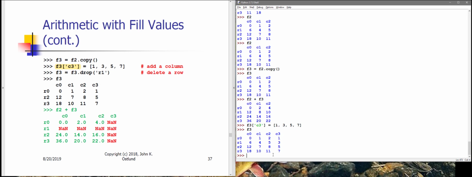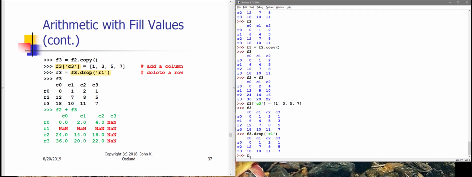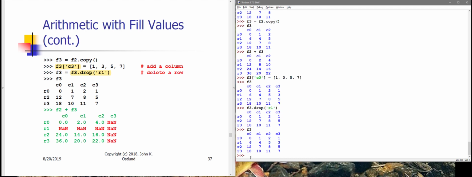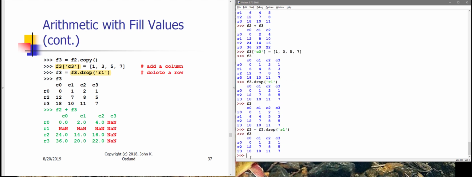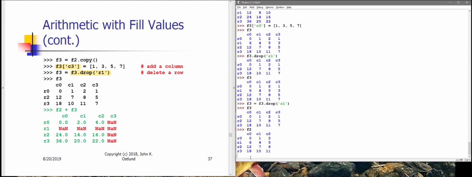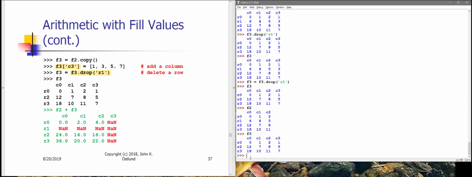Now F2 and F3 are no longer the same shape. And to make things even a little more different, let's try dropping row R1 from F3. Now if I just say F3.drop R1, that returns to me a revised copy of F3, but it doesn't actually modify F3. So I also need to say F3 gets F3.drop R1. And now I have F2 containing 4 rows and 3 columns, F3 containing 3 rows and 4 columns.